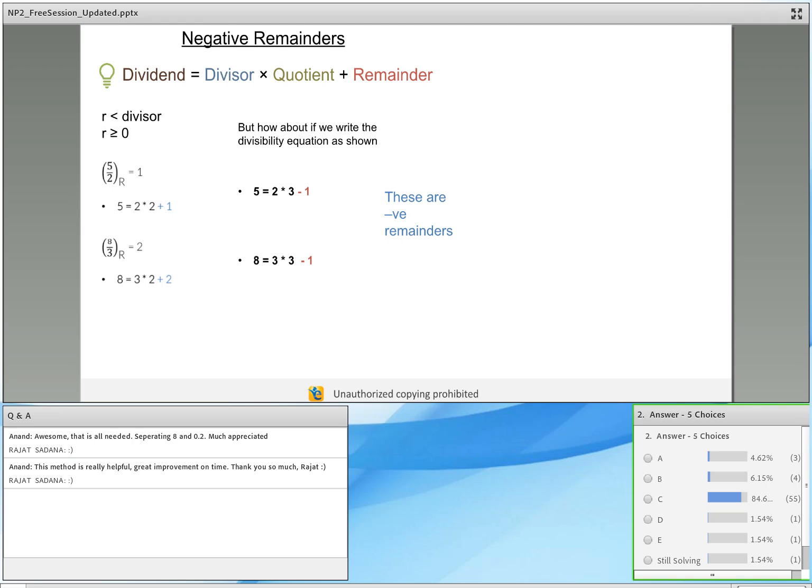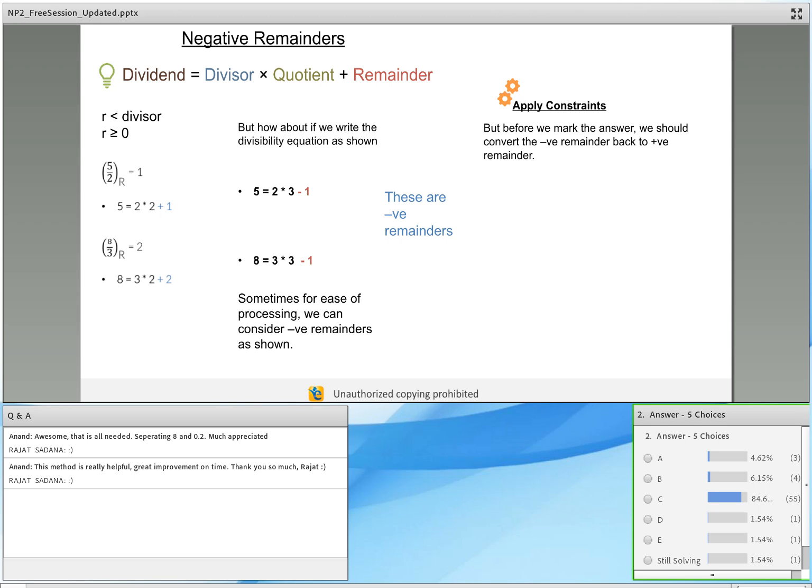And why do we need to use negative remainders? I know people don't like negative numbers, but there are scenarios in which negative remainders allow us to process things better, especially when you have to apply constraints. But remember, what is our constraint here? A remainder always has to be positive and it always has to be less than the divisor. So even when you get a negative remainder, you have to convert it to a positive remainder, because a remainder is always positive. Okay.